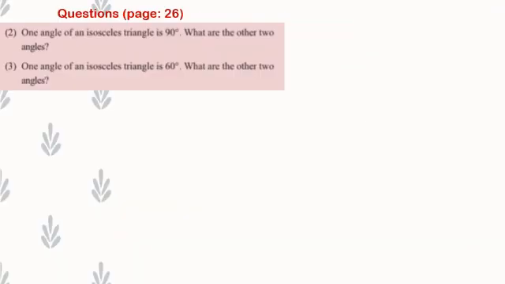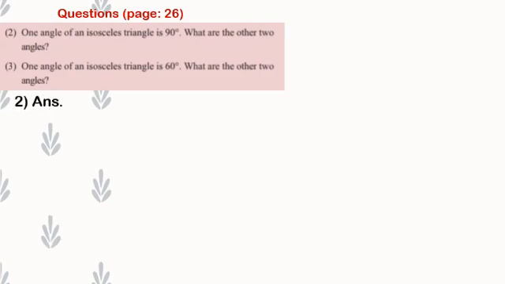Now let us see the remaining questions from page number 26. See the second question. One angle of an isosceles triangle is 90°. What are the other two angles? Third question. An angle of an isosceles triangle is 60°. What are the other two angles? Both questions are similar. Let us see the answer.